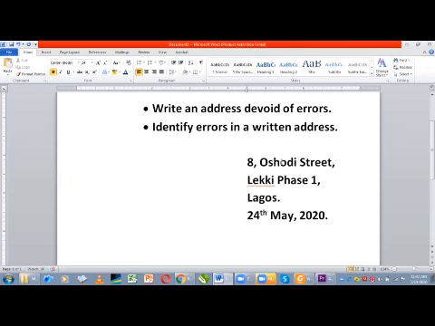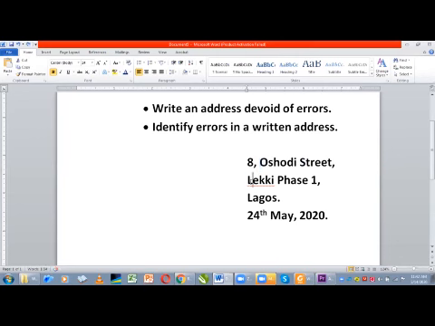Now, if you look at every word there begins with a capital letter. If you don't do that, WAEC will deduct half mark. If you make the same mistake here, for example, if you do this and you do this, that will be minus 1. So make sure every word begins with a capital letter.